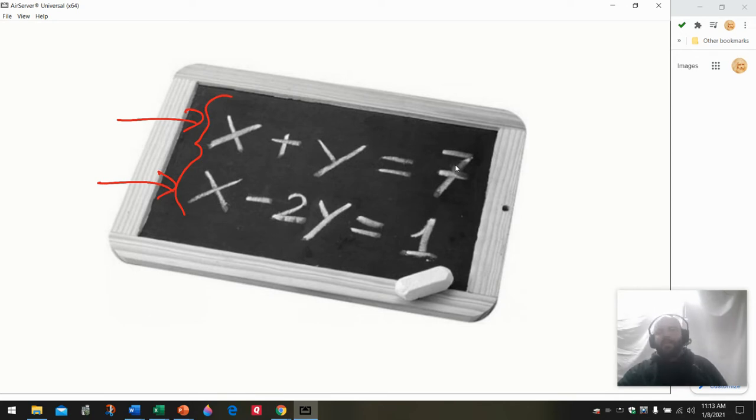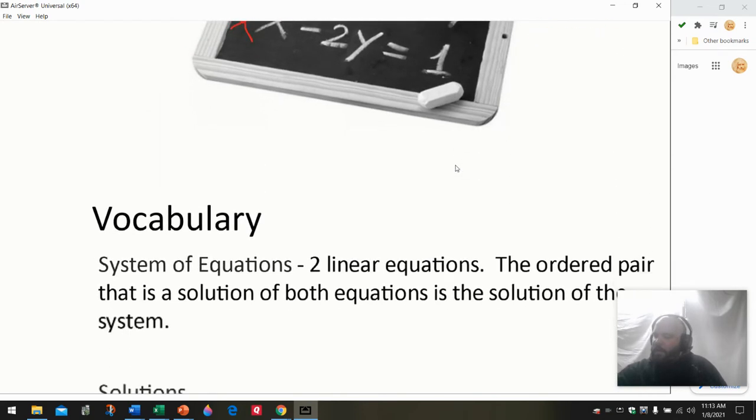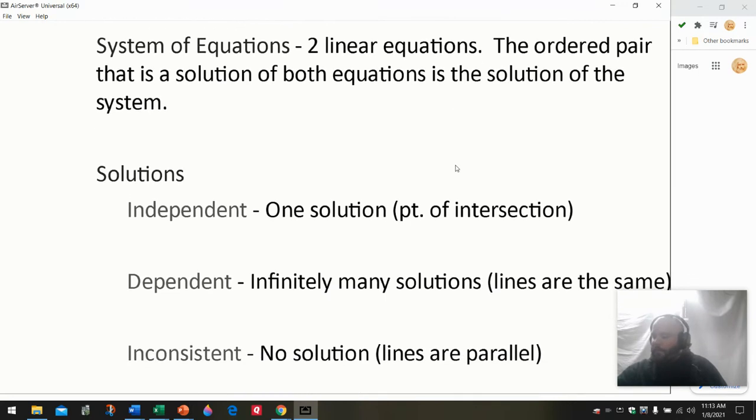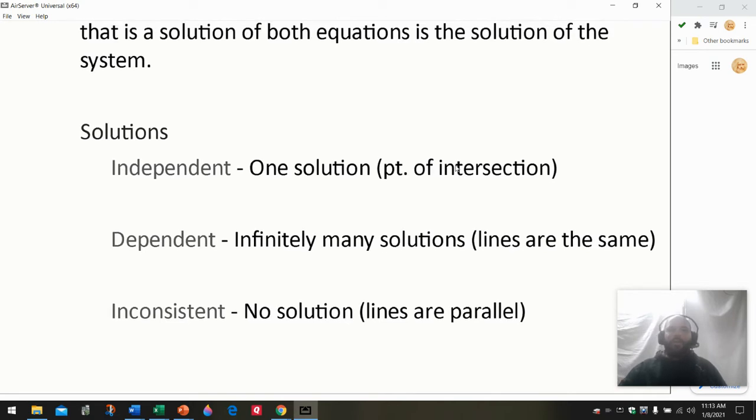And whenever we would graph these on a coordinate plane, both of these equations, we should get two lines because, as you should know, those two equations are both in standard form. Remember, standard form is ax plus by equals c. We also have slope-intercept form, which is y equals mx plus b. And so those are the two main forms that we're going to be focusing on in this section. But if you were to graph both of those linear equations in the same graph, you're going to get two lines.